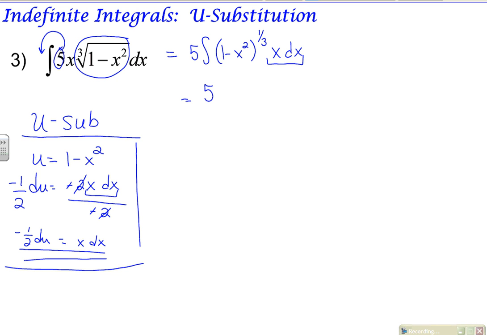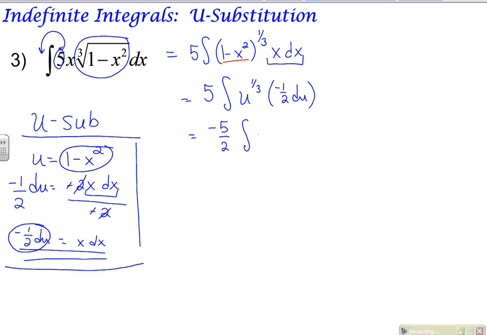Referencing that, I've got 5, integration of, this is my u. So I'm going to have u to the 1/3. Right there's our u, right? 1 minus x squared is u. X dx is negative 1/2 du. Let's pull our negative 1/2 out front, so we have negative 5 over 2 integral of u to the 1/3 du. Integrate now. Now we're down to a nice power rule.